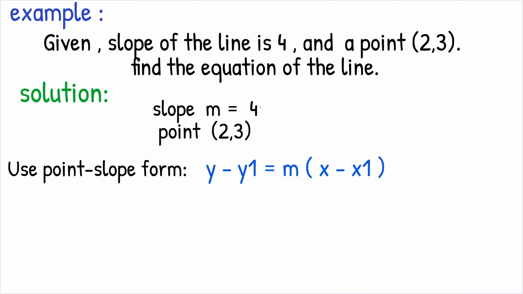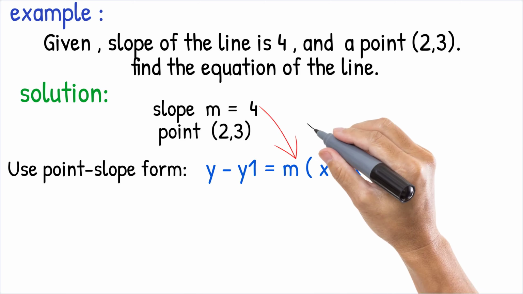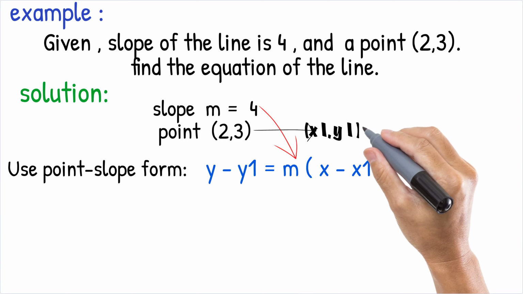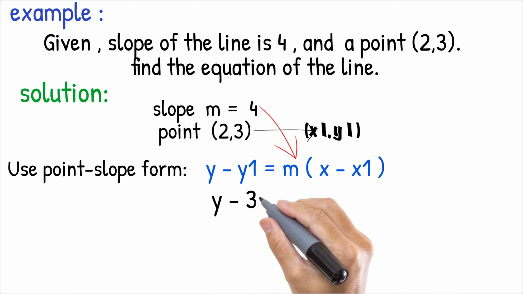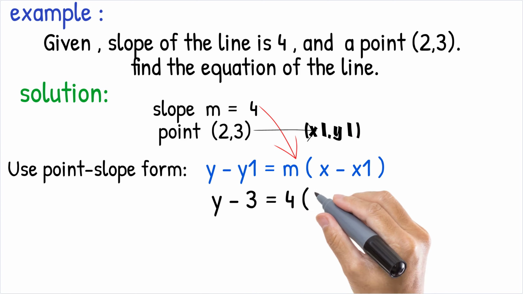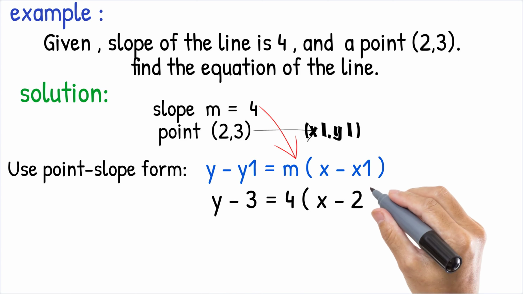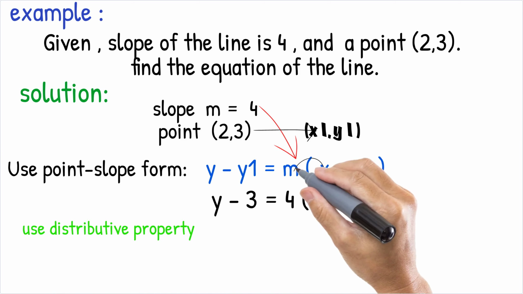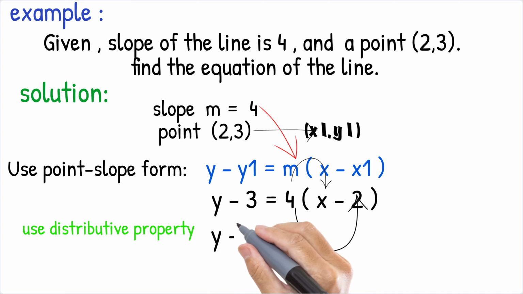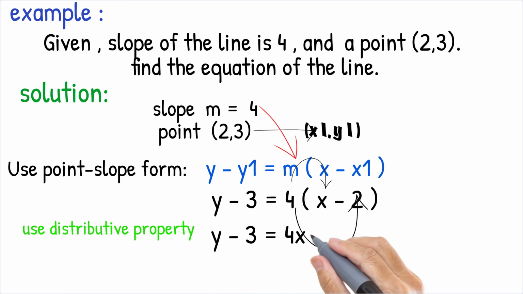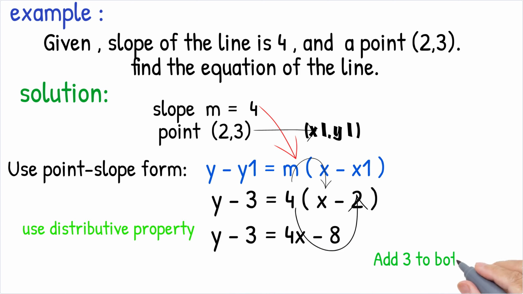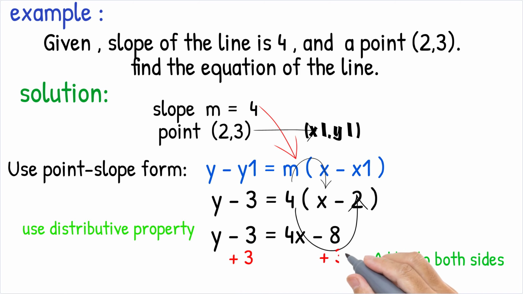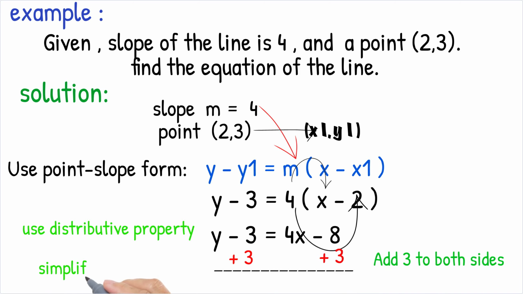Now substitute slope m equals 4 and the given point 2, 3 as x1 and y1 values in the equation. That will be y minus 3 equals 4 times x minus 2. Use distributive property. Multiply 4 with x and multiply 4 with 2. The equation is y minus 3 equals 4x minus 8. Now, add 3 to both sides. Simplify the equation. That will be y equals 4x minus 5.